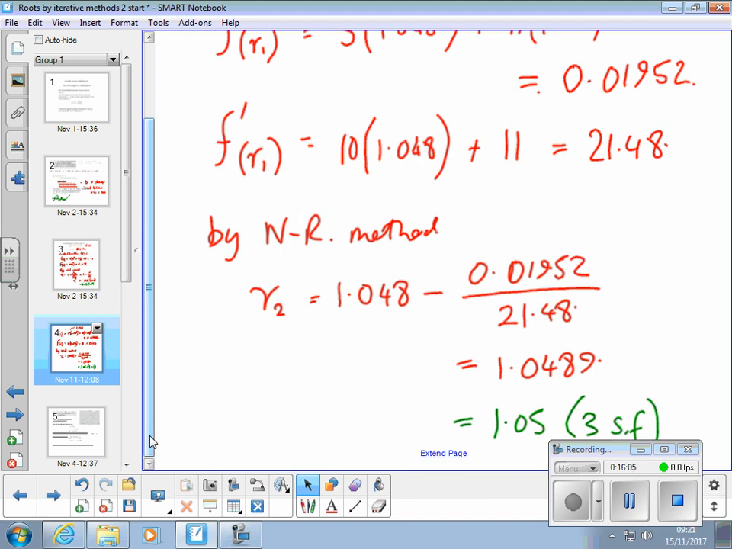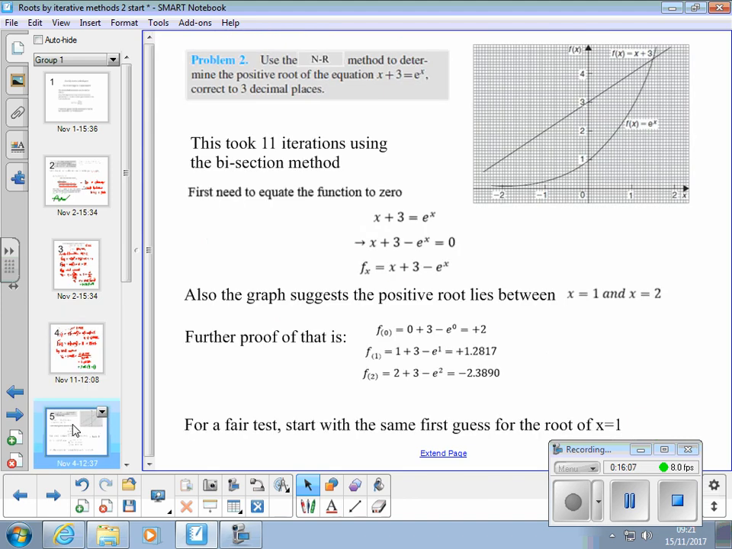Okay, so let's have a look. I'll get you guys to have a look at a function that we looked at last week, the two graphs crossing each other. We still need to equate that function to 0. So we have to shift, because we're looking for the point where x plus 3, the straight line, is equal to e to the x. This positive point up here. So you need to equate it to 0.